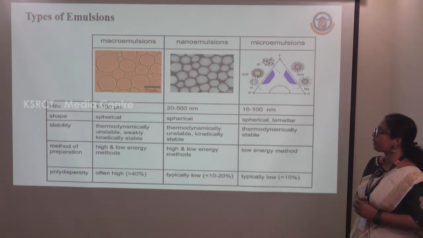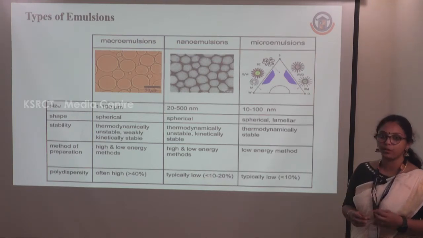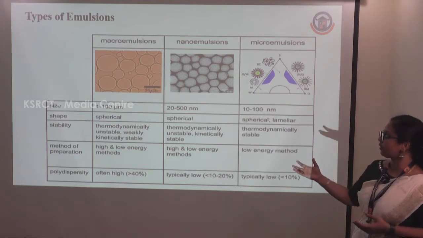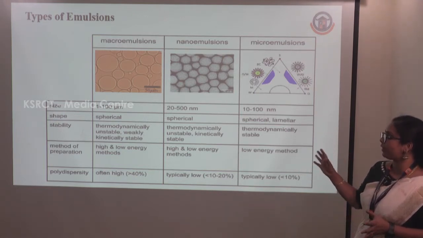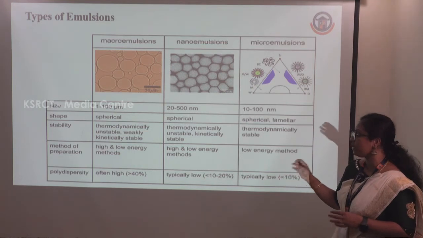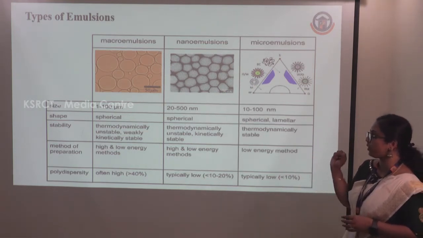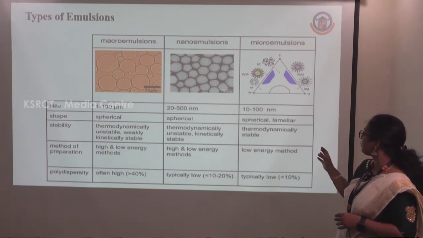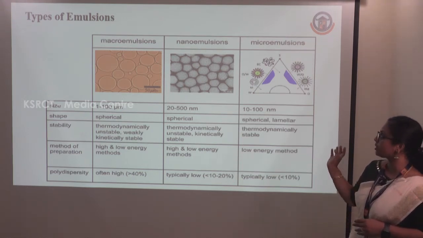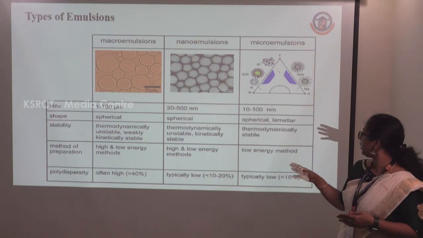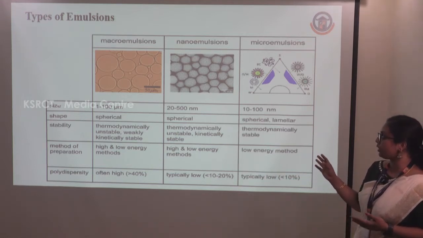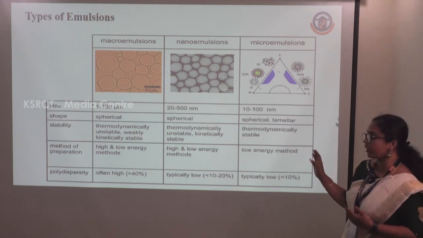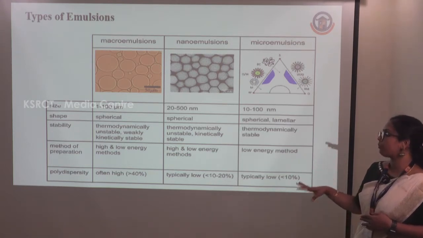Now coming to the types of emulsion. Normally they are classified into macroemulsion, microemulsion and nanoemulsion, on the basis of size, shape, stability, method of preparation and polydispersity. We'll start first with size. In the case of microemulsion, the size will be from 10 to 100 nanometer, whereas macroemulsion is probably from 1 to 100 micrometer, and nanoemulsion will be from 20 to 500 nanometer.